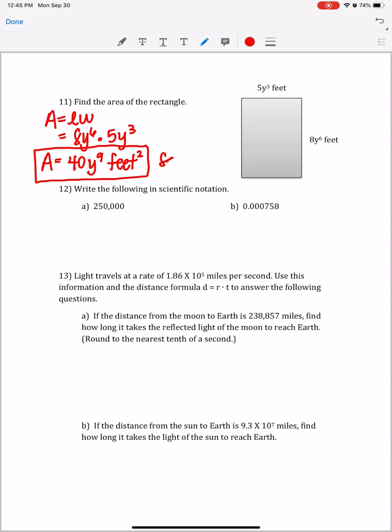Okay, and you can also do like square feet. Okay, but your abbreviation for this is just to put a feet squared.